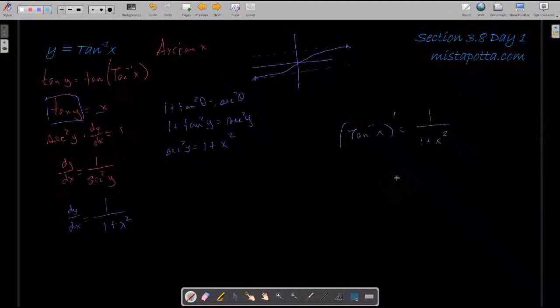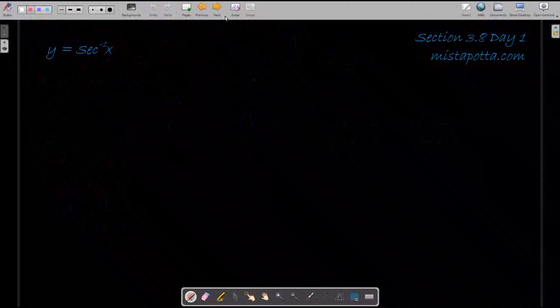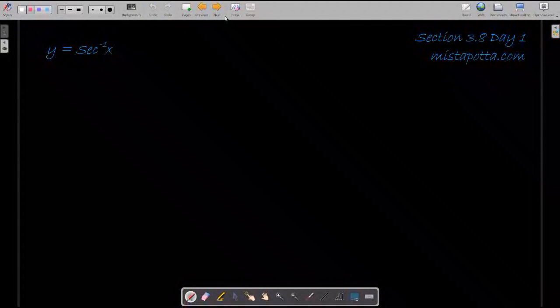So we've done the relationship for sine inverse. We've done the relationship for tangent inverse. So the last one of these functions we're going to be talking about is the secant inverse. And we'll discuss the cofunctions in just a moment. But again, as I've done before, I'm going to write this by taking the secant of both sides.